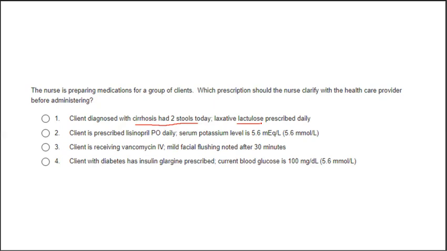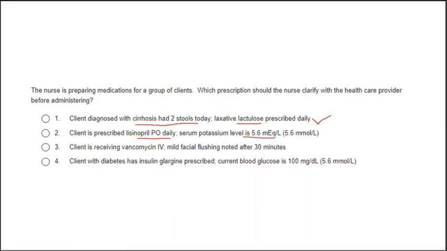That's going to help to promote excretion of ammonia through their feces, through fecal elimination. So again, we don't need to clarify this. This looks fine. How about option 2? Client prescribed lisinopril per oral daily, and the serum potassium level is 5.6.